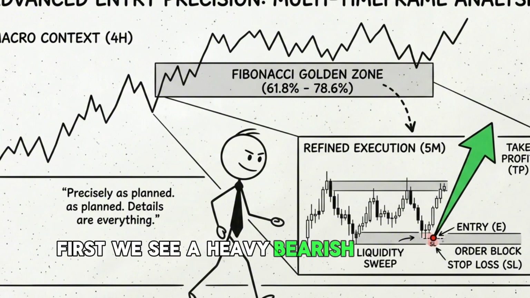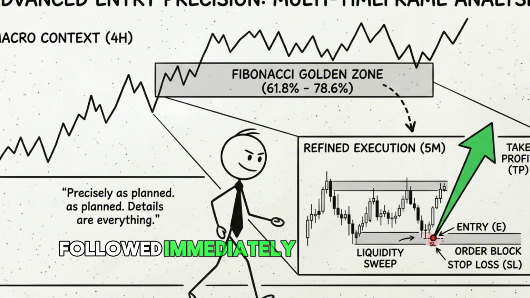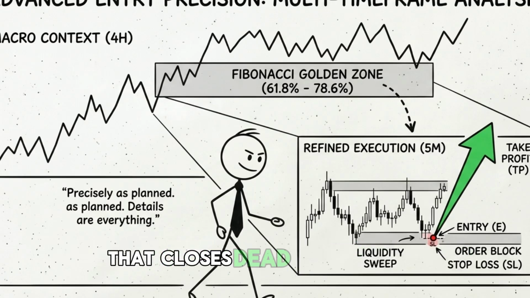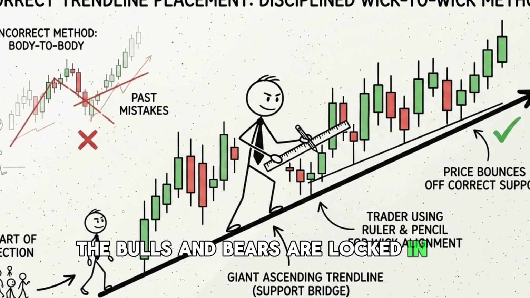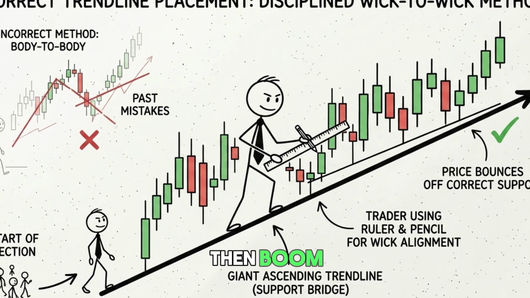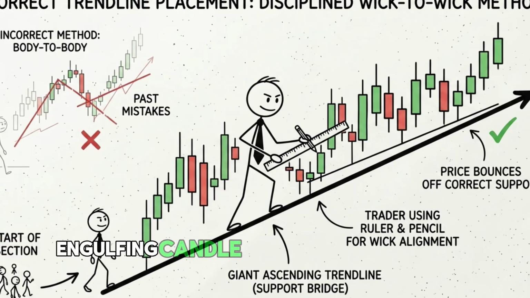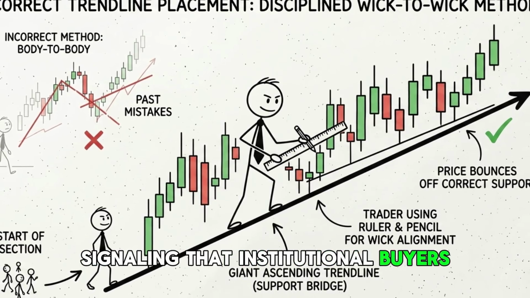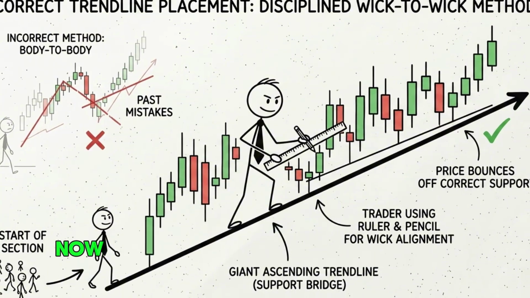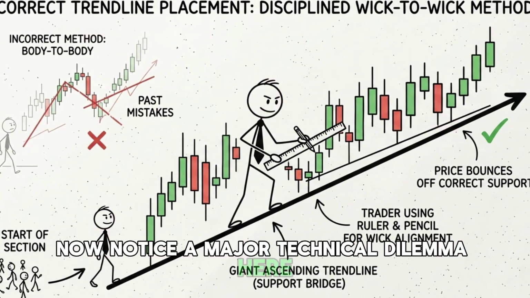First, we see a heavy bearish momentum candle, followed immediately by an indecision candle that closes dead in the middle with wicks on both sides, proving the bulls and bears are locked in a fierce stalemate. Then, boom, a massive bullish engulfing candle prints right inside the golden zone, signaling that institutional buyers have stepped into the market. Now, notice a major technical dilemma here.